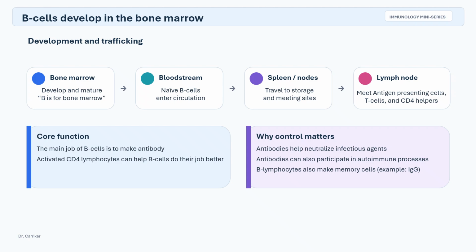Now, like T cells, B cells can also produce memory cells. This means the body can make a more rapid antibody response the next time the same pathogen appears. This is part of adaptive immunity. So one practical point to remember is that antibodies are powerful, but if they bind the wrong targets or if they're produced in the wrong context, then they can participate in the autoimmune process, which is, of course, not ideal. So again, the usefulness depends on appropriate control.